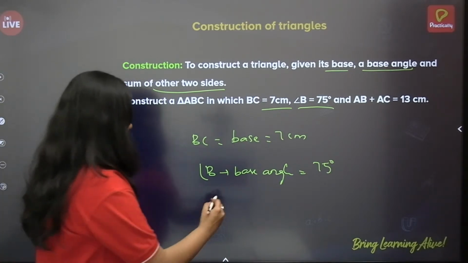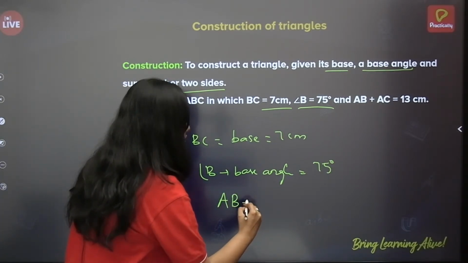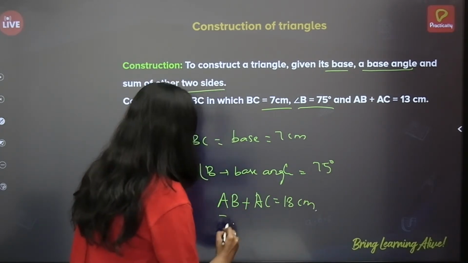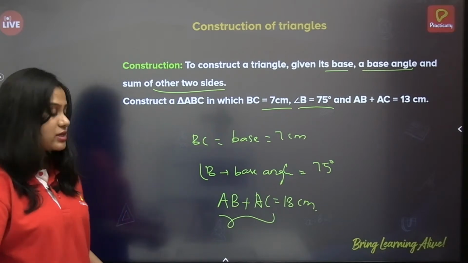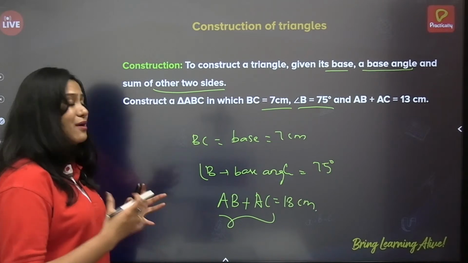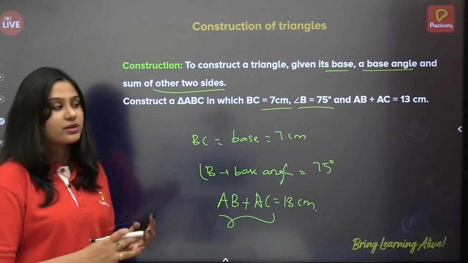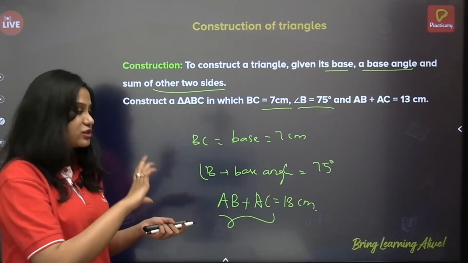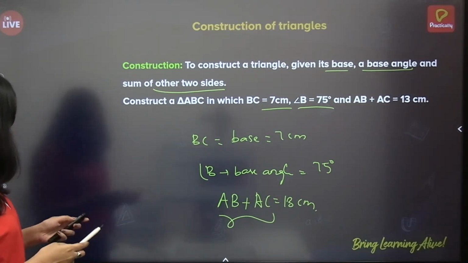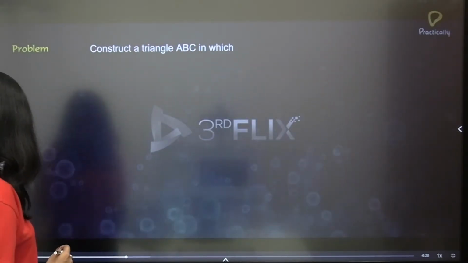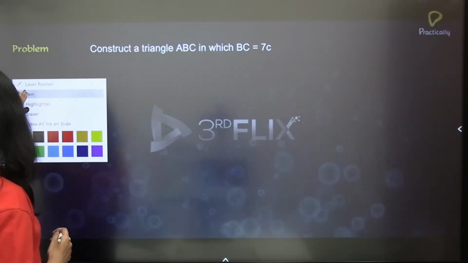Okay, next AB plus AC. AB plus AC is 13 centimeters. This is nothing but the sum of the other two sides, correct? Now I'll play a video for you because I want you to understand construction clearly, because at present I have no instruments to show you. I don't have a compass here to draw and show. So let us play a video and understand. So yes, just give me a minute.